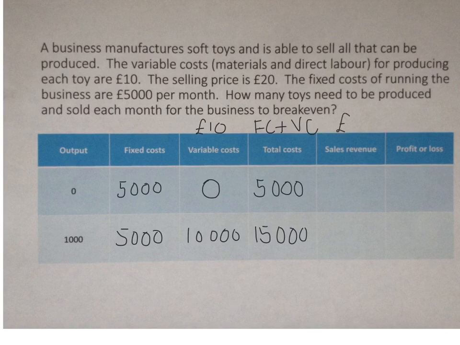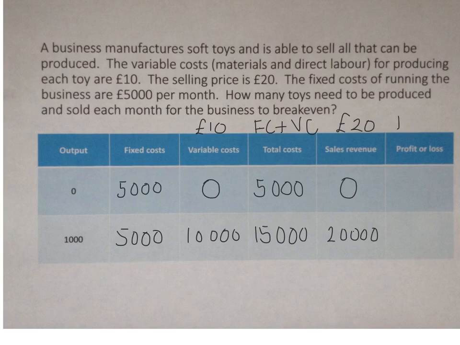Just because I like to show the examiners I know what I'm doing, I'm going to write that the selling price of one soft toy is £20. So again, it's the same sort of multiplication that I did for variable costs. £20 times 0 is 0, and 20 times 1,000 is 20,000. Now, I could stop there if I wanted. That would be perfectly acceptable. I don't have to do the profit or loss line in order to complete this activity, but you know I'm going to do it just for good practice.